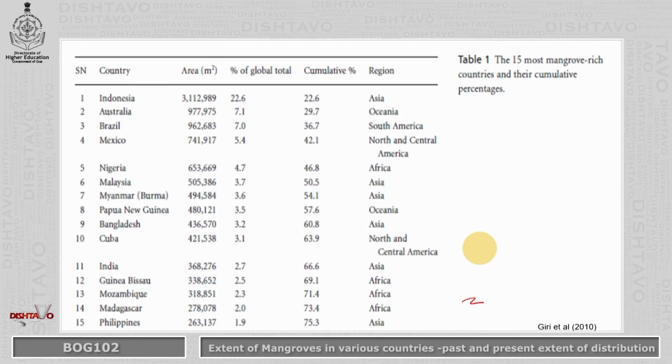Now these are the topmost countries which show the distribution of mangroves. The first one we have here is Indonesia. You can see the percentage of global mangrove cover is 22%, which is in Asia, followed by Australia, and then we have India, which has just 2.7% of mangrove cover.